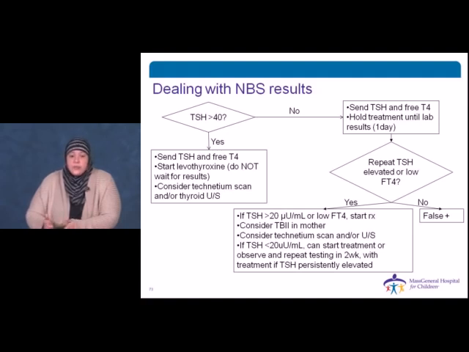I often would start treatment if, say, the TSH was 19, but if the TSH is 9, we often would observe and repeat the testing in 2 weeks. If you do decide to just repeat the testing without treatment, it's really important to follow it up and make sure that you see a normalization in TSH. If TSH is persistently elevated through the first month of life, you probably do want to start treatment.